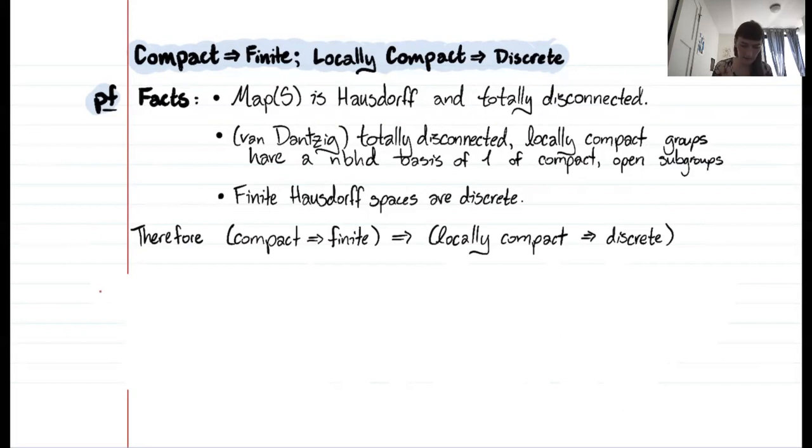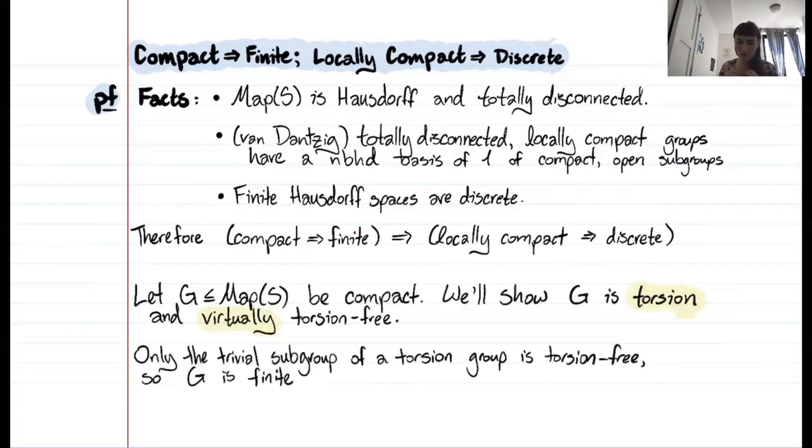And let me tell you the strategy for doing so. Let's give ourselves a compact subgroup of the mapping class group of S. We'll call it G. And what we'll do is we'll show that G is torsion, so every element has finite order, and it's virtually torsion-free, so it has a torsion-free subgroup of finite index. Only the trivial subgroup of a torsion group is torsion-free. So what that says is the trivial subgroup has finite index in the whole group, so G is finite. This is my favorite way of showing that a group is finite.